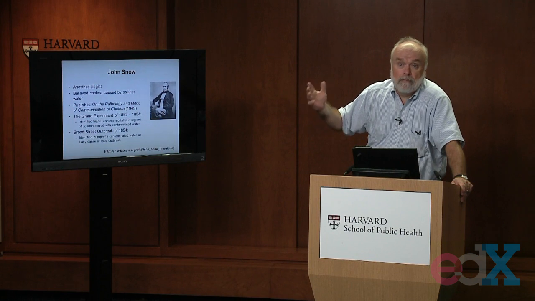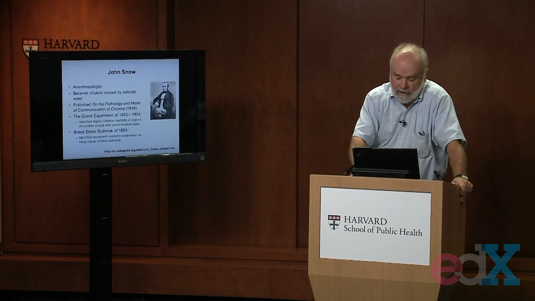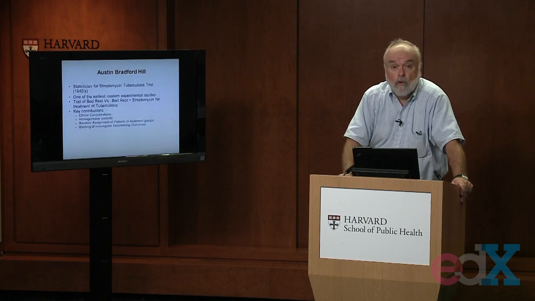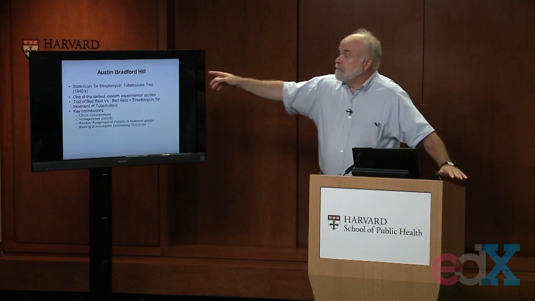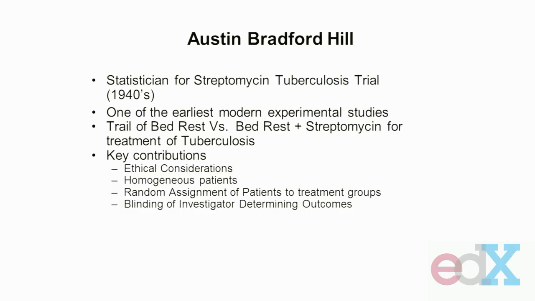So that's the big history in terms of epidemiology up to this century. There are just a few other people I want to mention that are mentioned in your textbook and pertain to lectures that we'll be giving in this particular course. The textbook refers to a statistician, Austin Bradford Hill, and refers to one very important study he did in the 1940s, looking at a treatment for tuberculosis, streptomycin. It was perhaps one of the earliest modern epidemiologic studies.